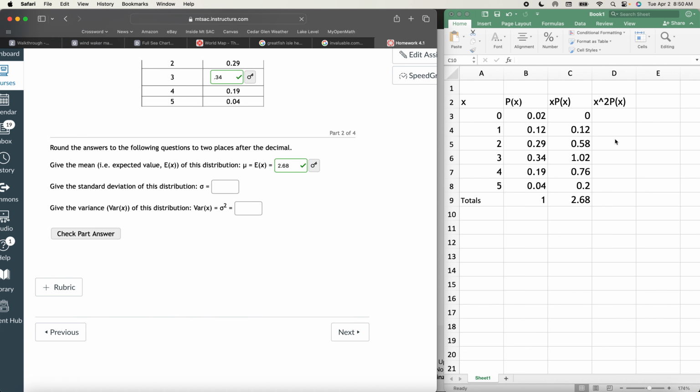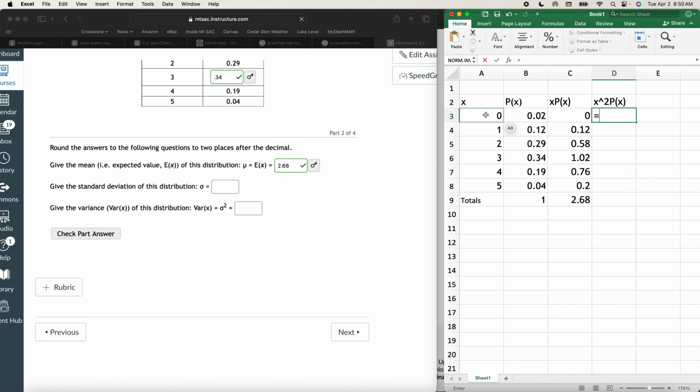And then we need a standard deviation. So the standard deviation requires that we do x squared times p of x. So I'll just say equals, and then I'll take each x value here. It needs to be squared. Okay, and then you multiply it by the probability, which is here. So that's the formula that'll do that. So 0 squared times the probability, of course, is 0. 1 squared, it'll be 1, times 0.12, of course, that'll be 0.12 again. Okay, 2 squared down here is 4 times 0.29, so whatever that is.